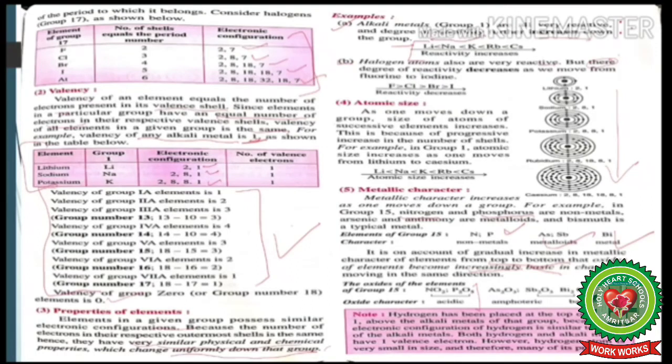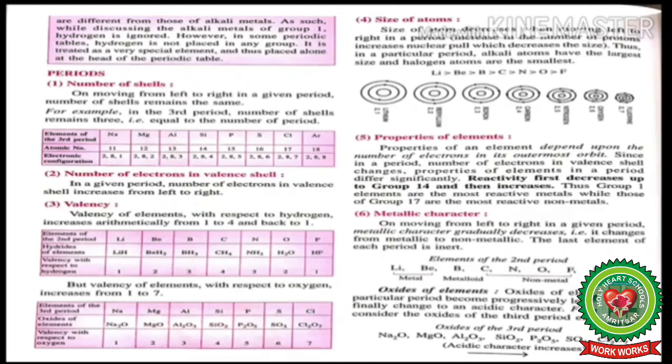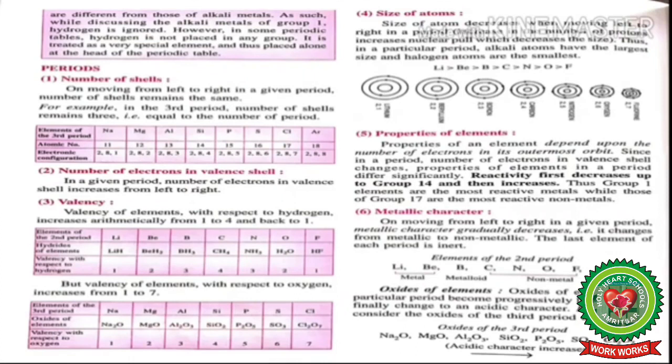Note, hydrogen has been placed at the top of group 1 above the alkali metals of that group because the electronic configuration of hydrogen is similar to those of alkali metals. Both hydrogen and alkali metals have one valence electron. However, hydrogen atom is very small in size and therefore many of its properties are different from those of alkali metals. As such, while discussing the alkali metals of group 1, hydrogen is ignored.